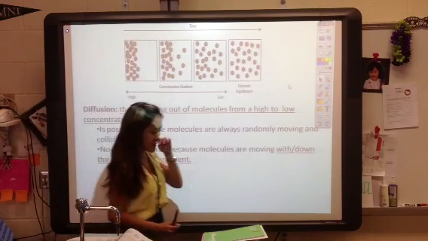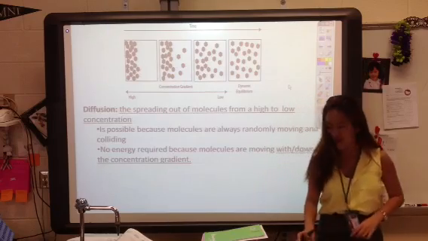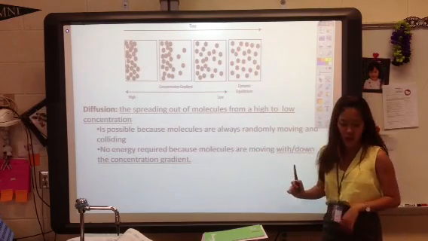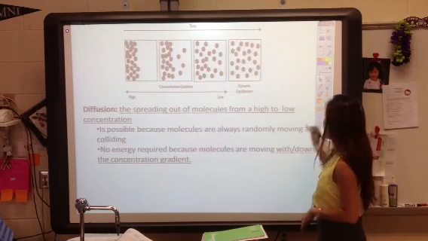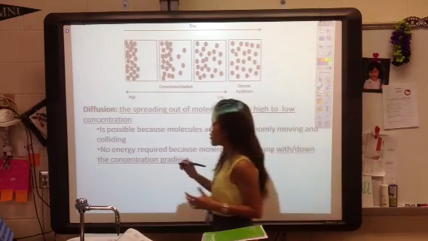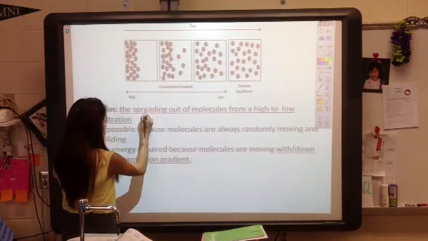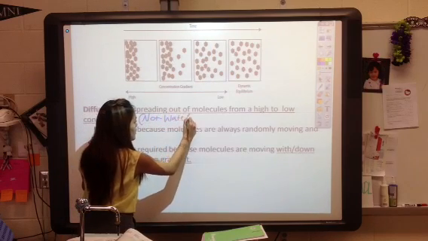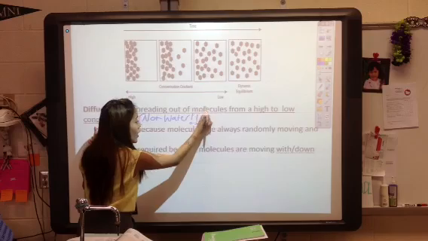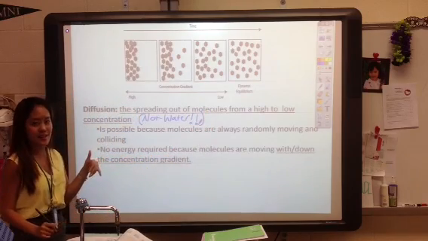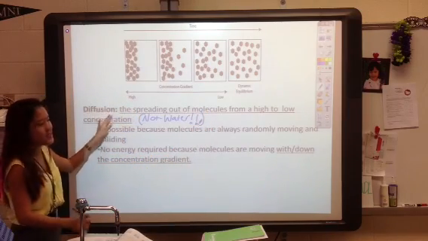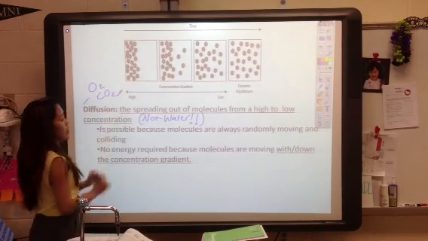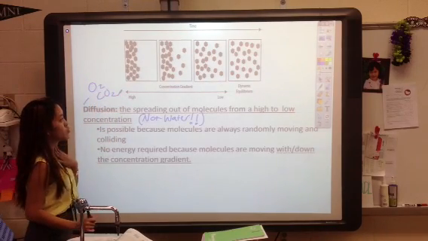Then we have diffusion. Now diffusion is the spreading out of molecules from high to low concentration. One thing that we add here is if it's water that's moving, it's not called diffusion. So not water. For water, we'll have a different name that we'll look at in a second. But if it's gas, like oxygen, O2 or CO2, that's going to be considered diffusion.